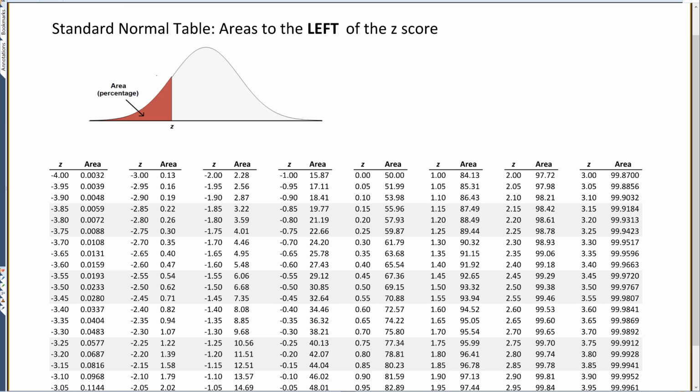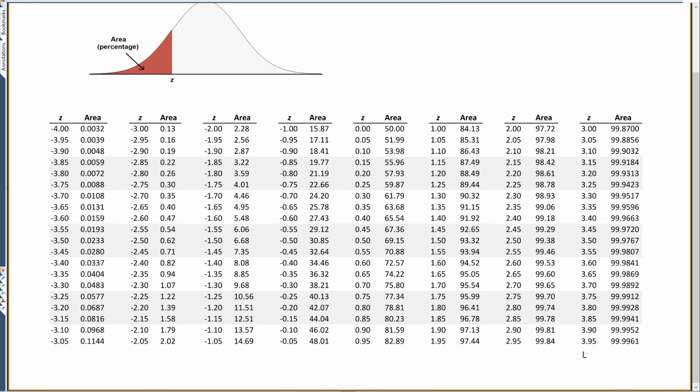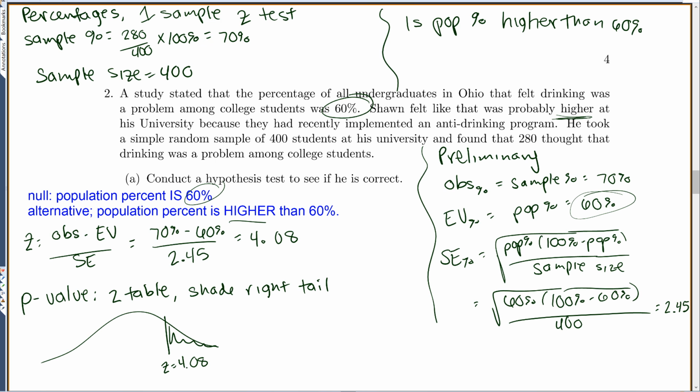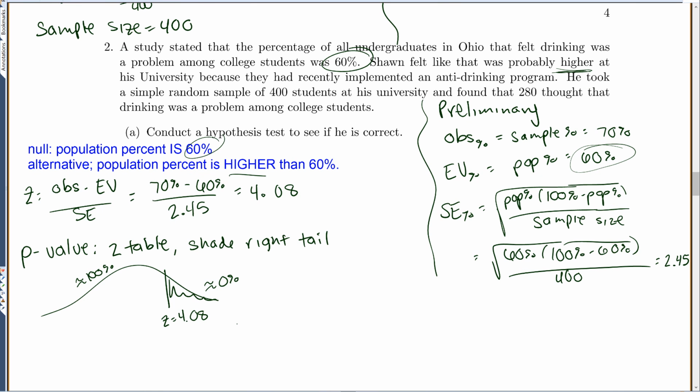And I'm looking for z equals 4.08. So 4.08 would be somewhere here, off the end of the table. That means this would be close to, we're at 99.99, 99.99, so it's going to be close to about 100%. But that's the area to the right, which means if we subtract that, if this is almost 100%, then this over here would be almost 0%. So anything off the chart, you can just say almost 0. So that's your p-value.